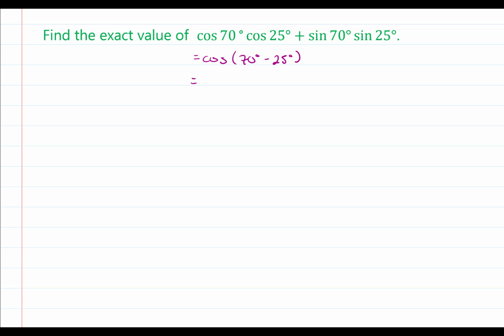I know then the difference between 70 degrees and 25 degrees is 45 degrees. And so cosine of 45 degrees is equal to square root of 2 over 2. So now the exact value of cosine of 70 degrees times cosine of 25 degrees plus sine of 70 degrees times sine of 25 degrees is actually equal to the exact value of square root of 2 over 2.